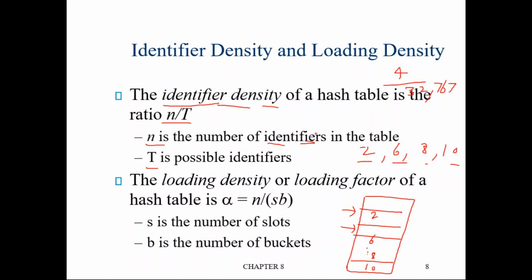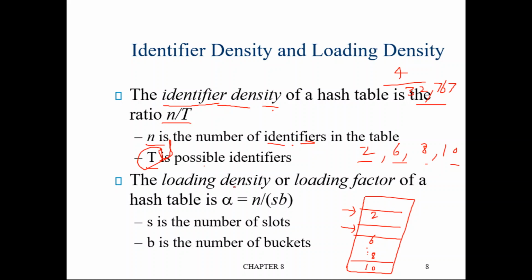The possibility of collision is high. Why? Because our range, the possible values, is too high. So obviously there will be collision. This is how we calculate identifier density: the number of identifiers n and t possible identifiers. Normally t will be very high, and that is the reason for collision.